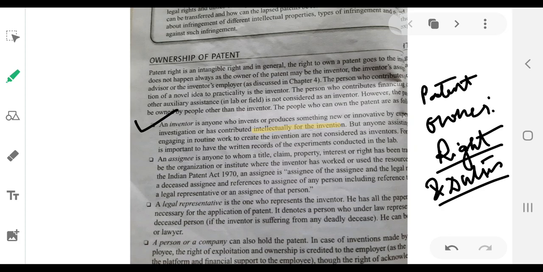So you have to differentiate between the one who has generated the idea and produced the work, and anyone who has assisted, engaging in routine work in creating the invention, who is not considered an inventor. For an invention, it is important to have written records of the experiment. So in an invention, you should have written records of the experiments conducted in the lab. If I talk of any invention, the first and foremost thing is that you have to have lab work, and apart from it, the one who is assisting in invention is not an inventor. You have to distinguish between the two.